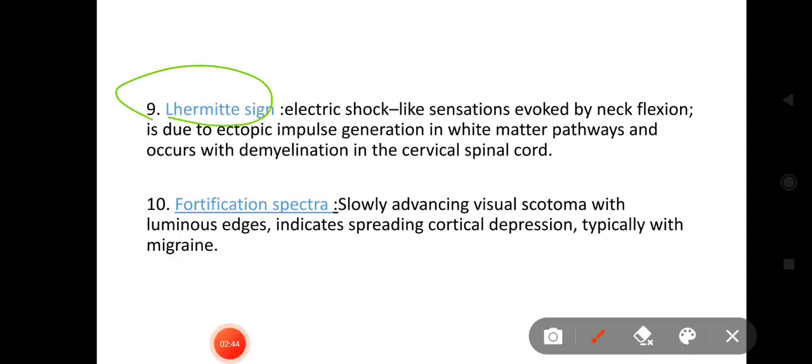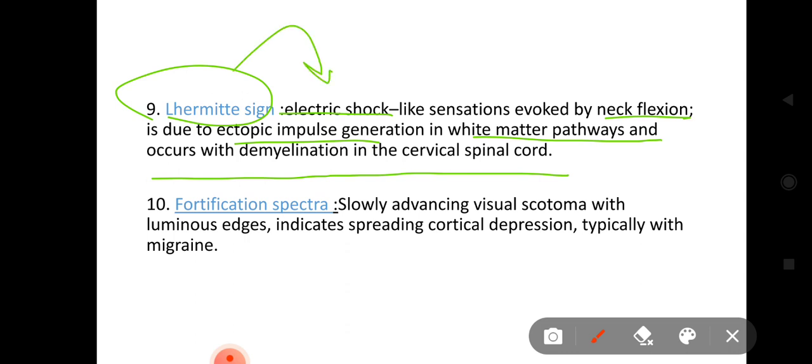Few signs: Lhermitte sign, electric shock-like sensations evoked by neck flexion. It is due to ectopic impulse generation in the white matter pathways and occurs with demyelination in the cervical spinal cord. So important points about Lhermitte sign: it is an electric shock-like sensation, evoked by neck flexion, due to ectopic impulse generation in white matter pathways, and it occurs with demyelination in the cervical spinal cord, that is, a disease which causes demyelination of the cord.